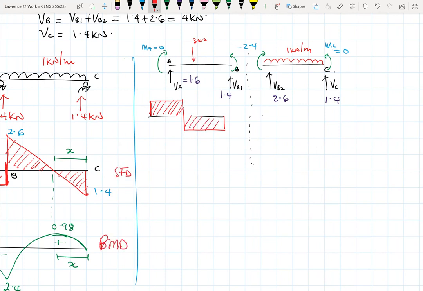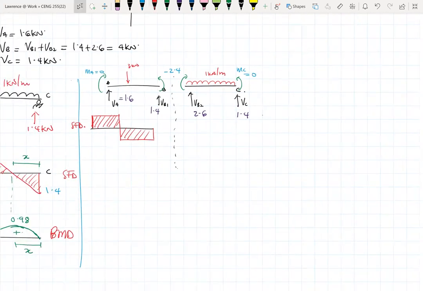So again, this is my shear force diagram. I also come to the one on the right. I don't know whatever happened on the left, so I don't care about that. I draw my shear force diagram. Again, it starts at 2.6, then because there's a UDL in there, it goes to 1.4. So this is it. Here I have 1.6 and 1.4, and you have 2.6 and then 1.4.